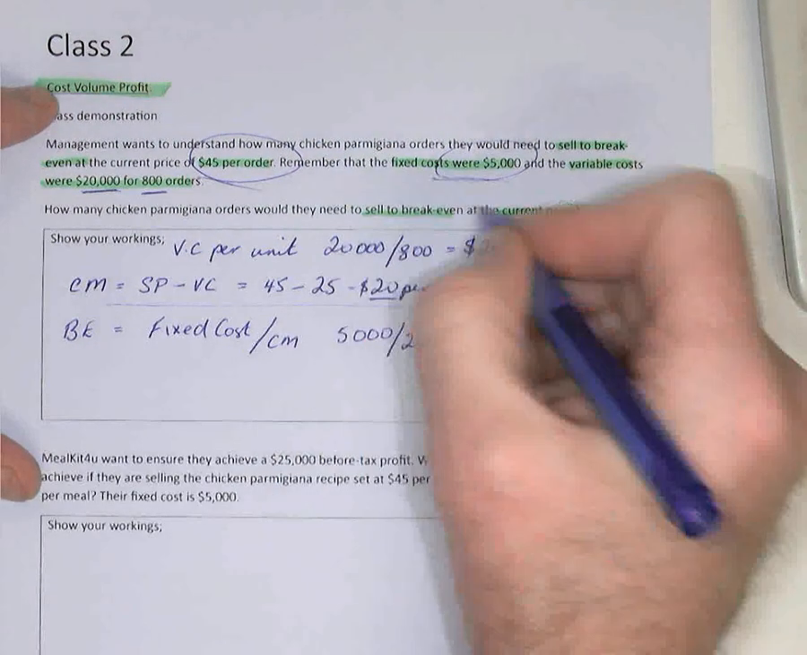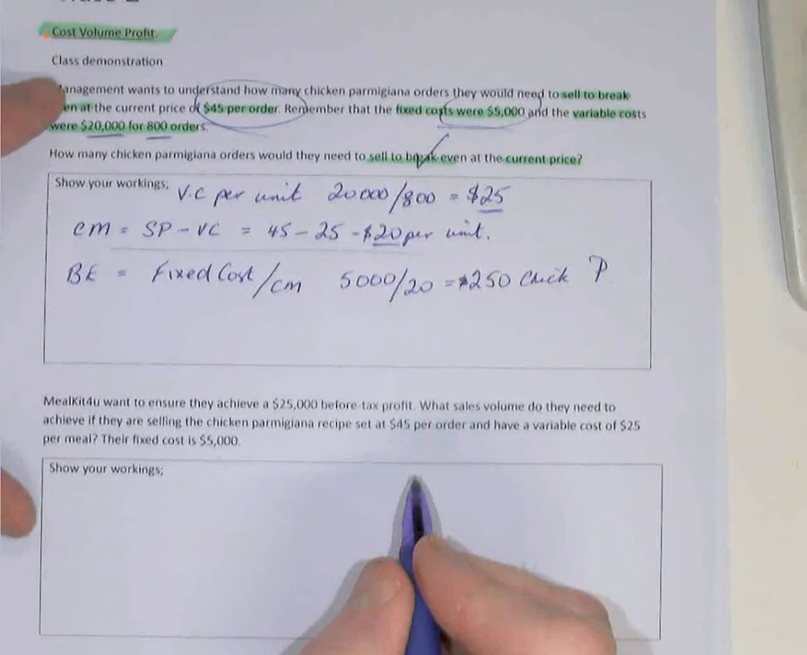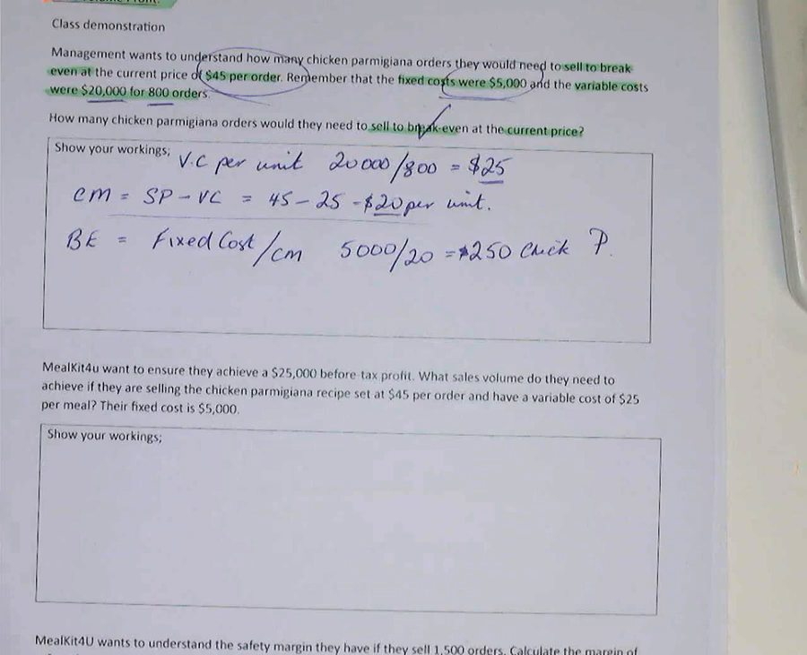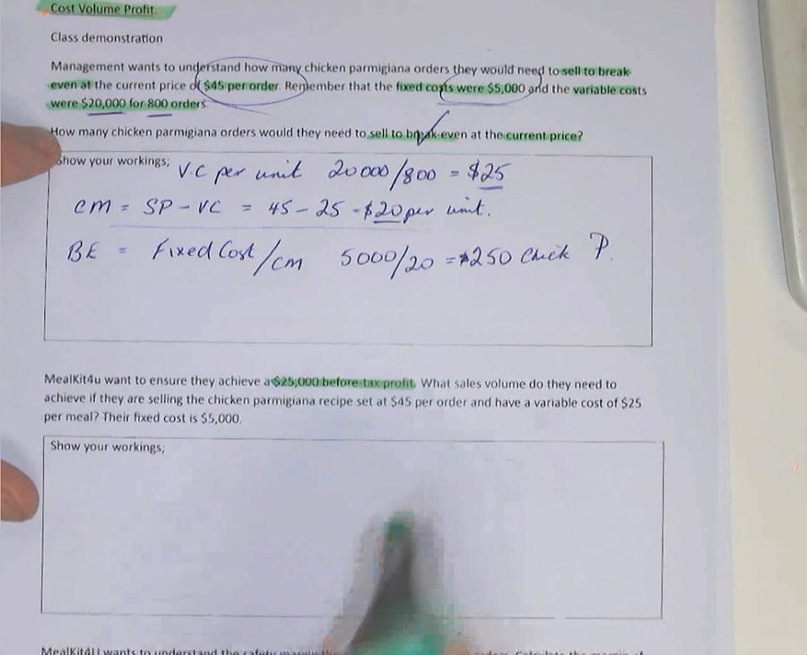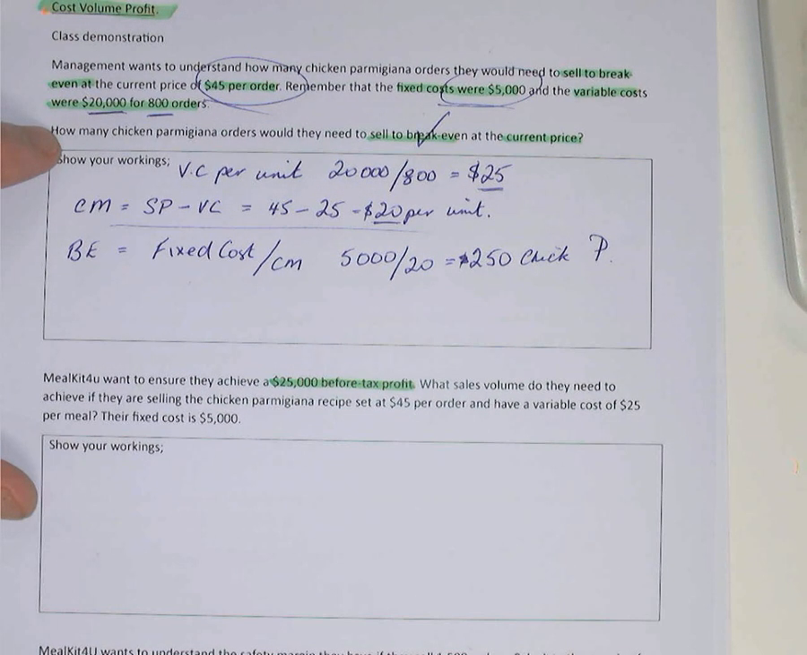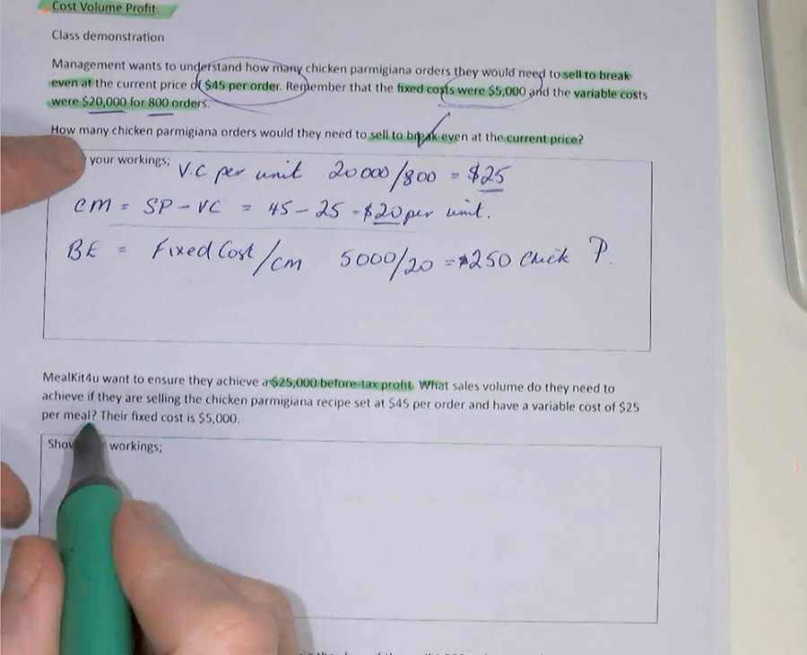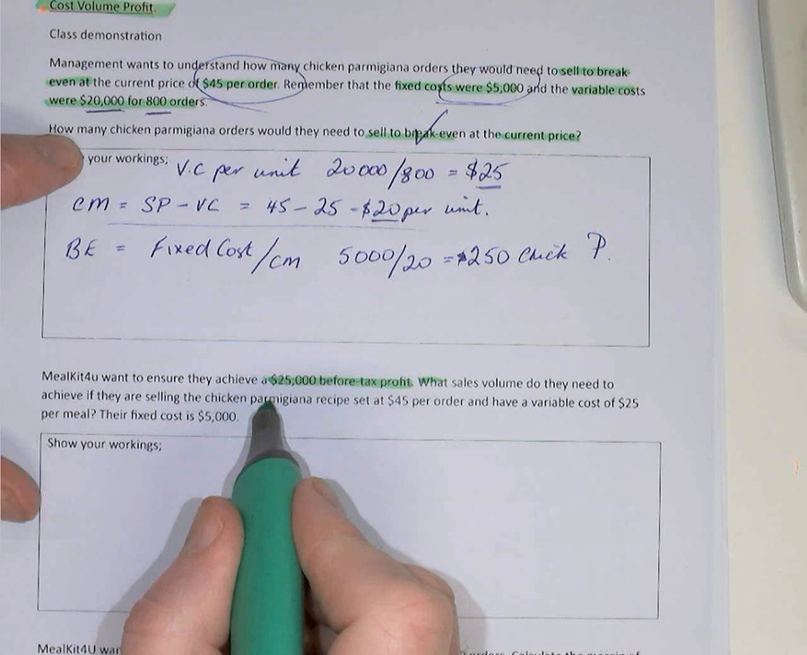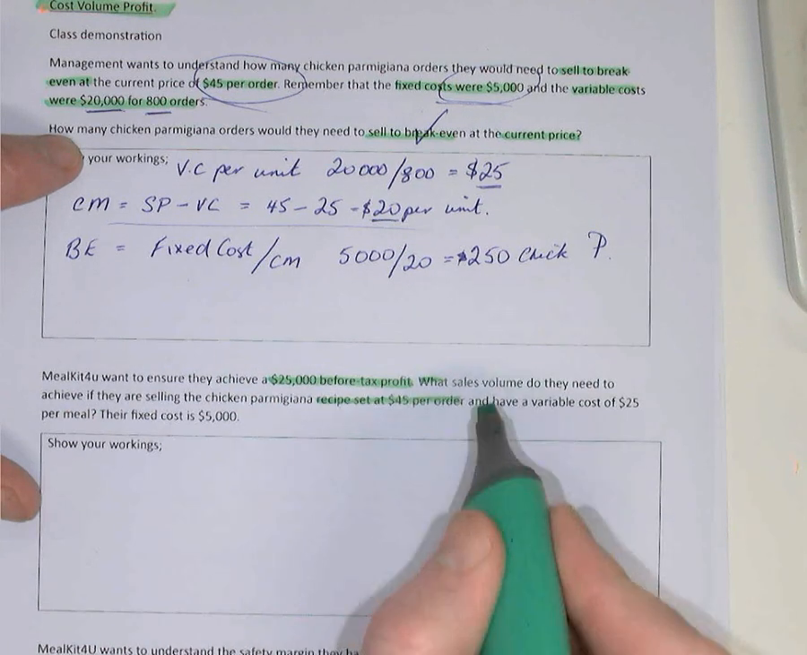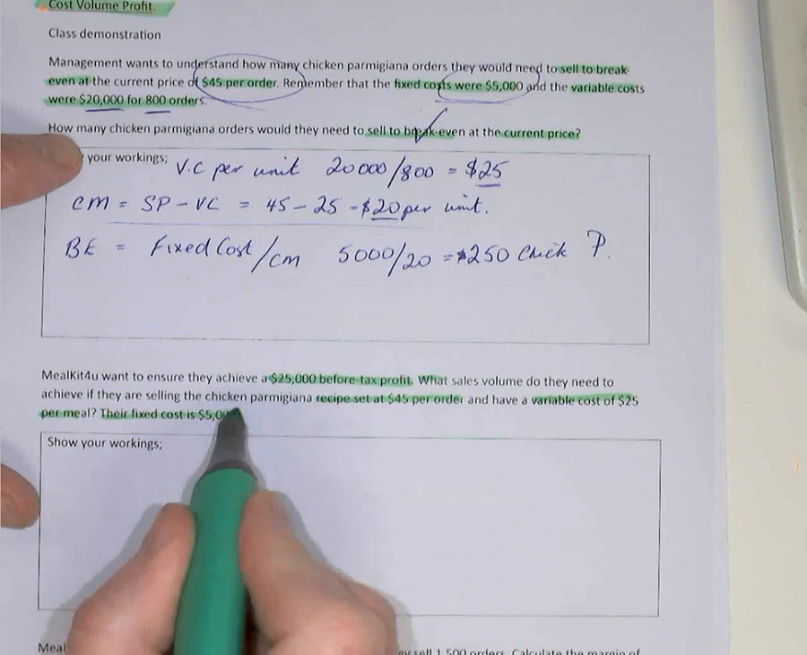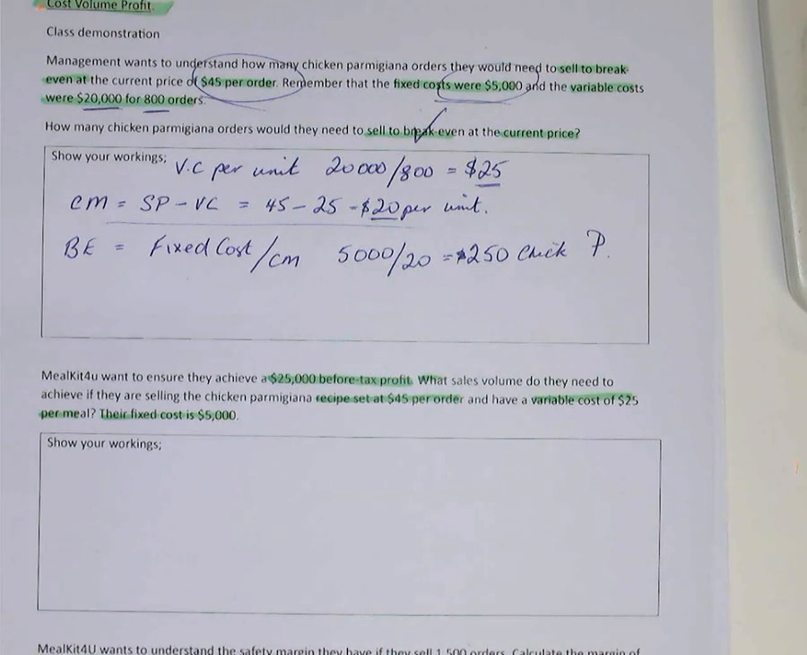So we've done the first thing, break even at the current price. Now Meal Kits wants to achieve a $25,000 before-tax profit. So we're going to ask the question, what sales volume do they need to achieve, selling chicken parmigianas still at $45, variable cost still $25 per meal, and fixed cost still $5,000.